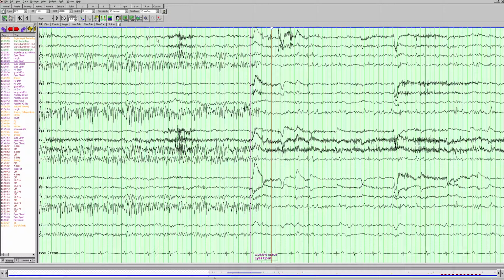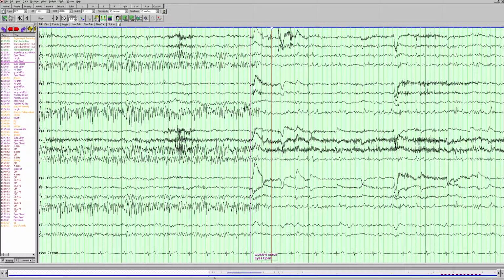So this is very fast activity in the front of the head. As we move toward the back, we see the amplitude starting to increase, and we see the frequency starting to decrease from fast to slower. So the frequency decreases going to the back of the head, and the amplitude increases going to the back of the head. That means that this is a very well-organized EEG, and the frequency amplitude gradient is normal.